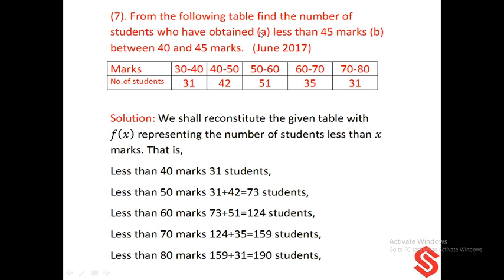Next, problem number 7. From the following table, find the number of students who have obtained A, less than 45 marks, B, between 40 and 45 marks. Here marks and number of students are given: the range 30 to 40 has 31 students, 40 to 50 has 42 students, 50 to 60 has 51 students, 60 to 70 has 35 students, 70 to 80 has 31 students.